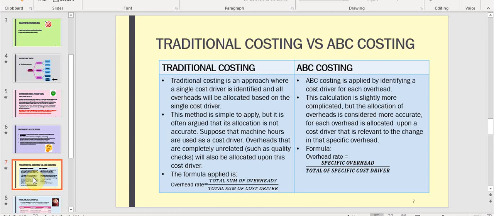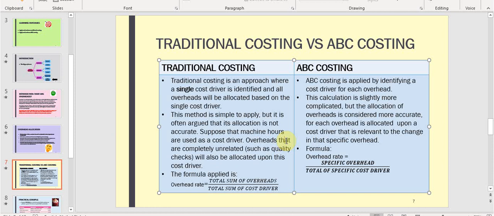So for traditional costing, there is a single cost driver. And the word single is very important. A single cost driver means only one. When you are single, you are alone. It is only you. So it is a single cost driver that is identified, and all the overheads are allocated based on this one cost driver.